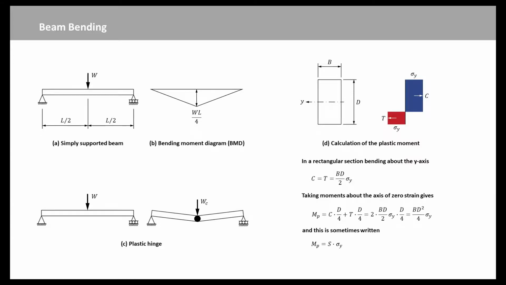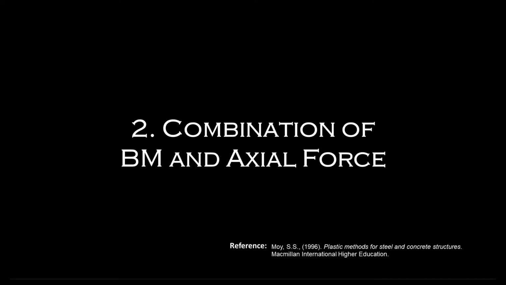Since these forces are caused by a bending moment equal to MP, taking moments about the axis of zero strain gives this expression, and this is sometimes written MP equal to S times sigma y, where S is called the plastic modulus of the section. The plastic modulus is a geometric property of the cross-section. Now we know how to determine the plastic moment of resistance MP for a simple beam. Next, we will introduce a combination of bending moment and axial force.